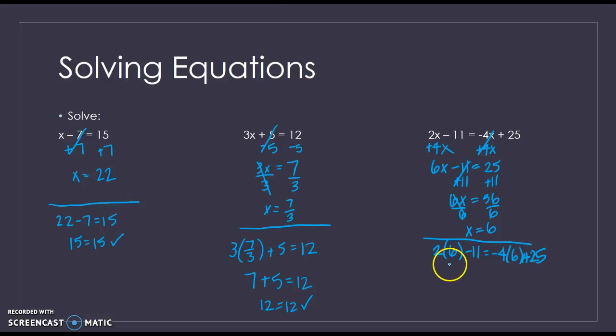All right, 2 times 6 is 12. Negative 4 times 6 is negative 24. 12 minus 11 is 1. Negative 24 plus 25 is 1. So I'm good.